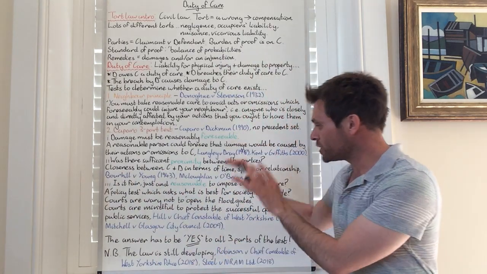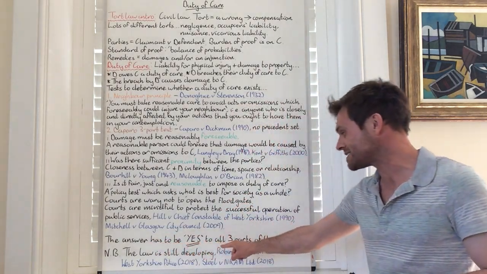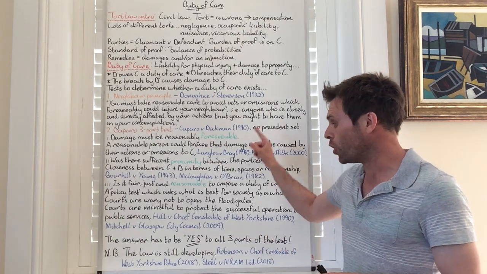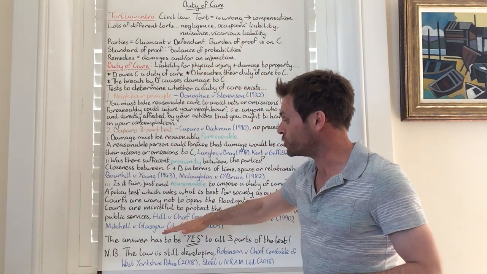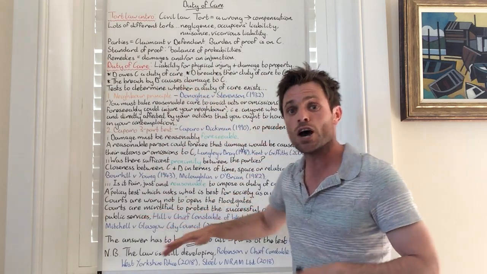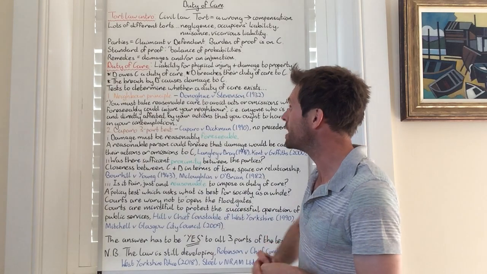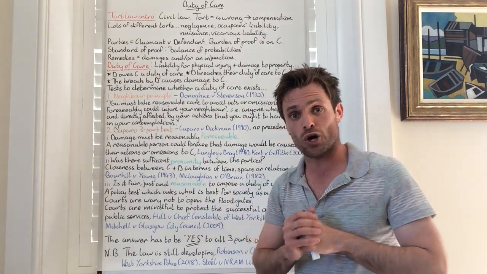Now, having gone through the Caparo three-part test, it's really important to note that the answer has to be yes to all three parts of the test, so it all has to be satisfied. And really, this is the stuff that you must have under your belt. You must remember it to deliver successful answers when it comes to determining liability for physical injury and damage to property under the tort of negligence.